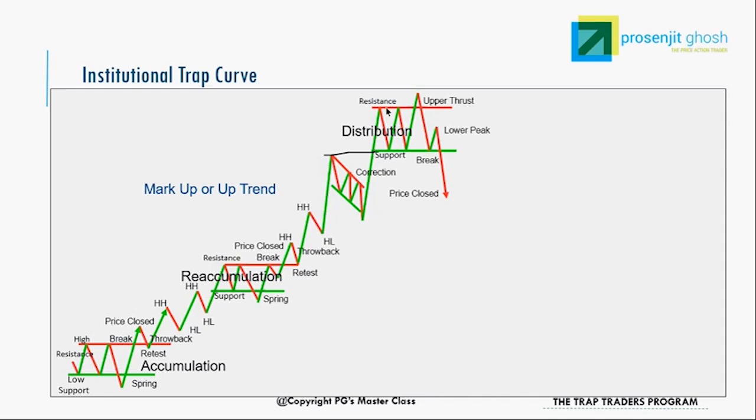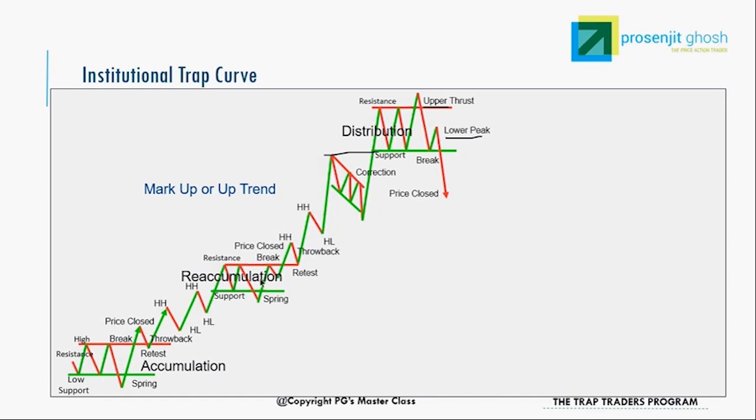So how do we know that this sideways movement is a distribution? There are two things we need to look at. One is the upper thrust, lower peak, and the breakdown of the price and closing below. So once price closes below, I know this is a distribution form, and the trend has changed.